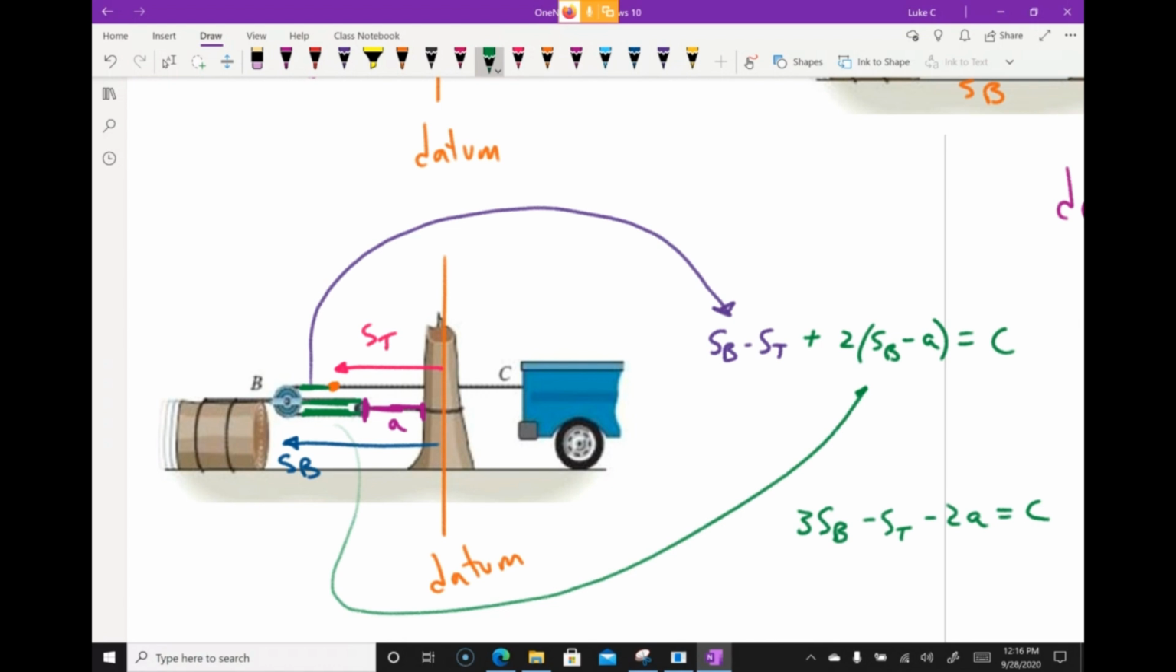Then we can take the time derivative, 3vb minus vt, we get 0 equals 0.